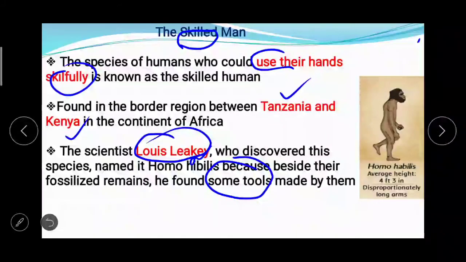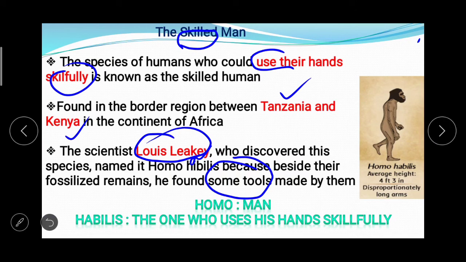arms. But here one thing which is very important to keep in mind is that particularly if we talk about the skilled man, the first evidence of the species was found in the border region between Tanzania and Kenya. So here one thing again, in Latin, homo means man. The meaning of the word homo is man, and habilis means the one who uses his hands skillfully, and that is why the name is given Homo habilis, which means the skilled human.